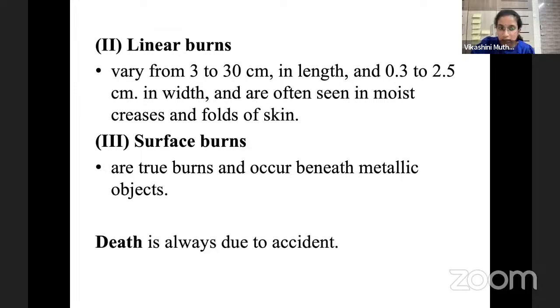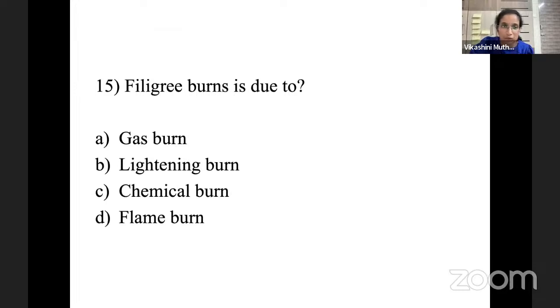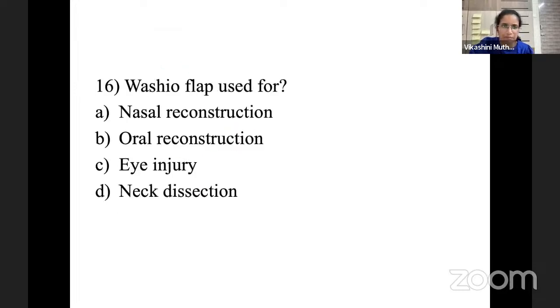And if at all the death had happened on spot in a lightning burn, then that is always because of the accident. Because upon lightning stroke, this lightning stroke will throw the patient or the individual to a long distance where he might get hit by a tree trunk or lamp post. So because of this accident, death always ensues. If there is a death, it's always due to accident. Okay. Yeah. So filigree burns, it's because of the lightning burn.